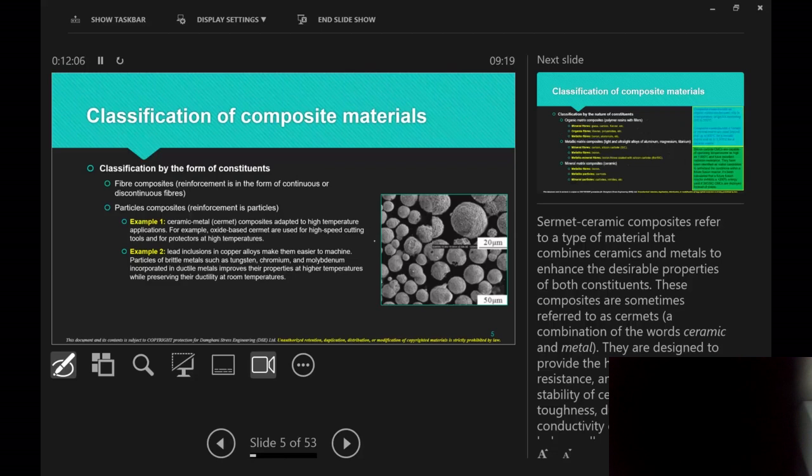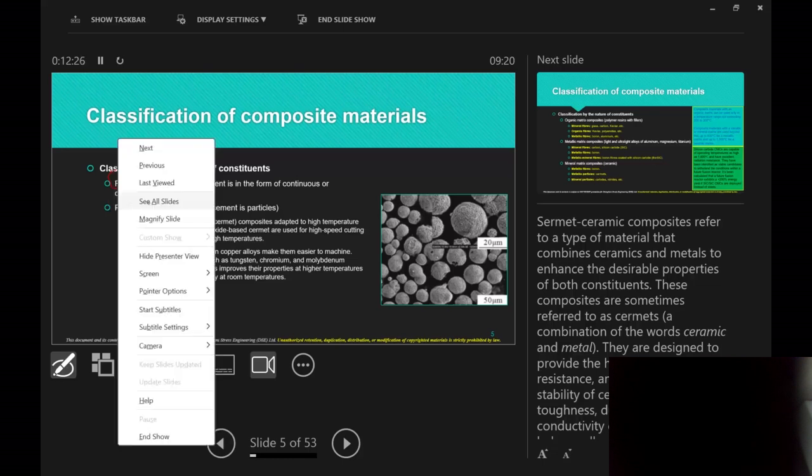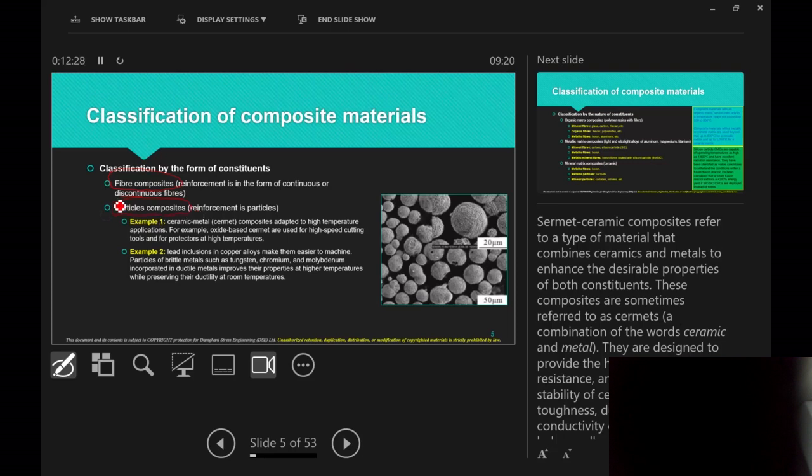So composites are classified based on their constituents. The constituents could be fiber composites, so the reinforcement could be fibers. These are the ones that we will be dealing with in this module, or they could be particle composites. With respect to fiber composites, the fibers could be, as you saw in the case of bamboo, short fibers or long fibers, continuous they call it, or discontinuous. And that's what we will be dealing with in this lecture.